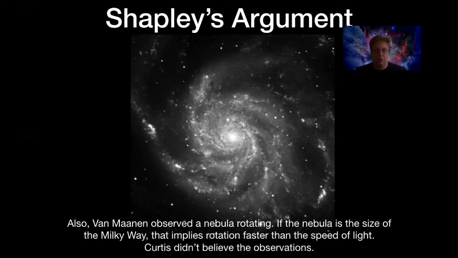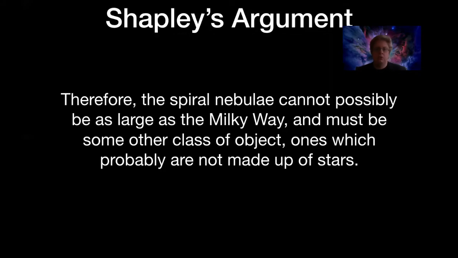On the other hand, Curtis didn't believe the observations. He thought that they must have been a mistake by Van Maanen. So Shapley concluded, therefore, the spiral nebula cannot possibly be as large as the Milky Way, so they are not galaxies like our own Milky Way. They must be something else. And for that matter, they're probably not made up of stars like the Milky Way is either.